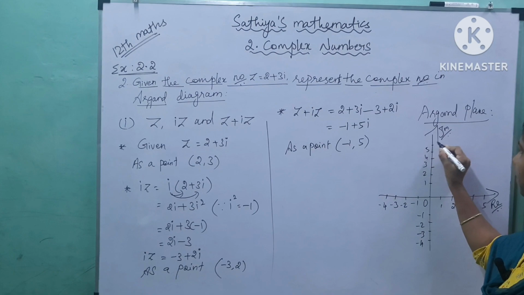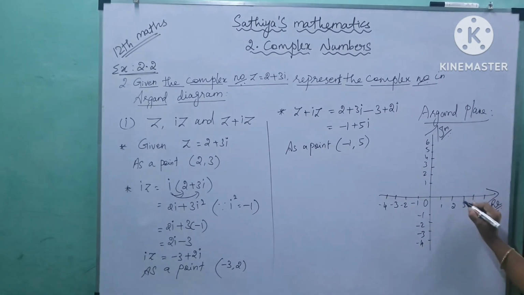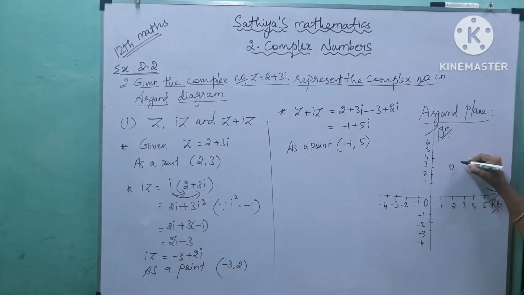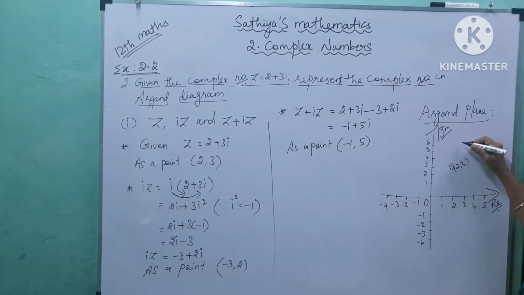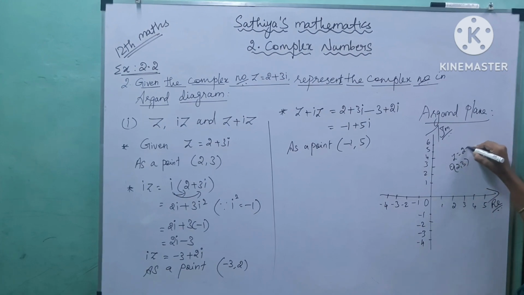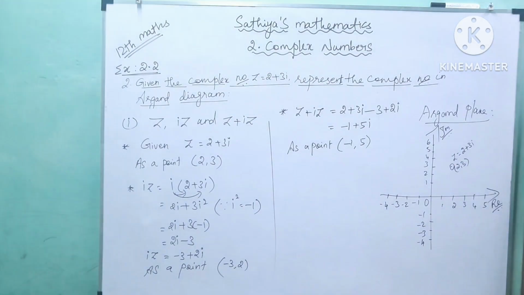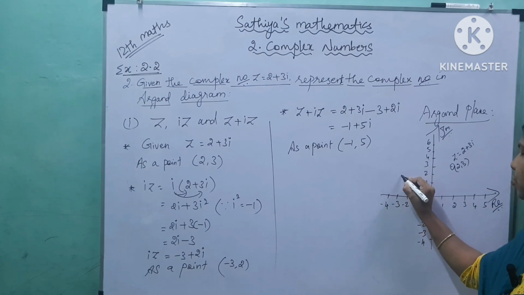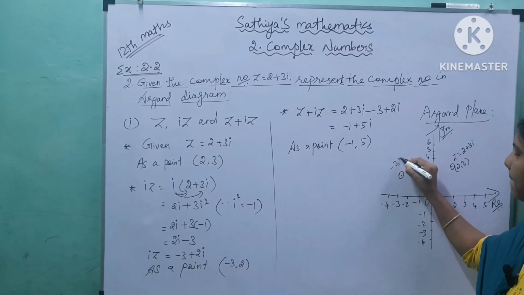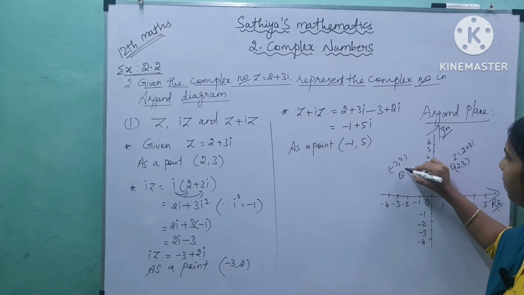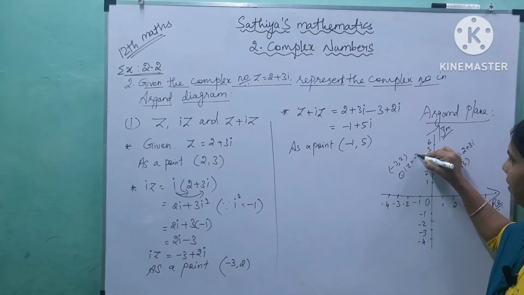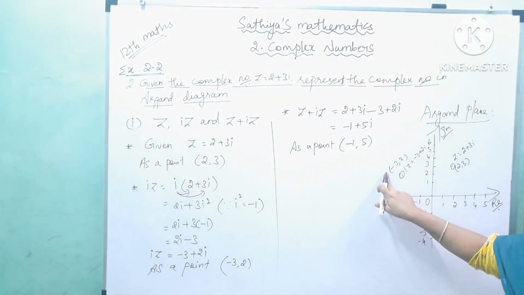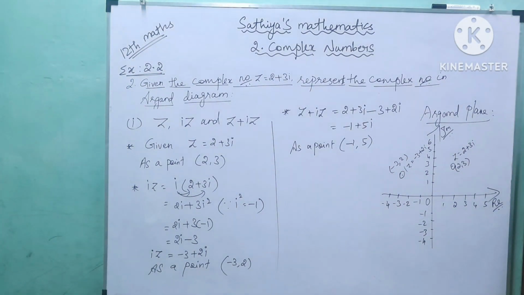4, 5, 6. So the first point is 2, 3. x is 2 and y is 3. Real axis 2 and imaginary axis 3. So 2, 3. We can also write this as a complex number, z is equal to 2 plus 3i. The next point is minus 3, 2. x is minus 3 and y is 2. When writing the complex number, iz is equal to minus 3 plus 2i. Writing either one of these two forms is enough. Either write in point form, or write in complex number form itself.